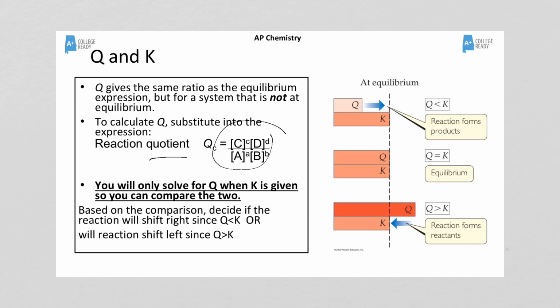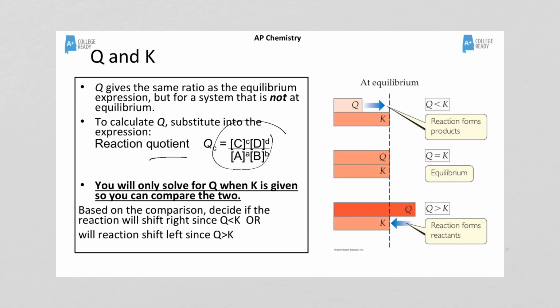You're solving for Q because what the question will probably be is, will more products form? Or it'll ask you about some substance in the reaction. So what you'll have to do is you'll solve for Q, compare it to the K that was given, and see which way the reaction will shift to get to equilibrium.